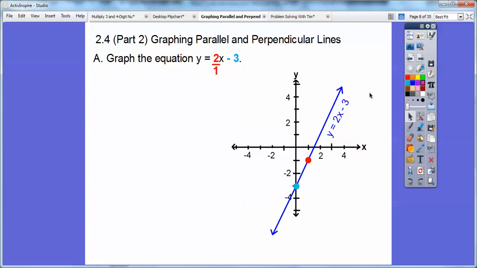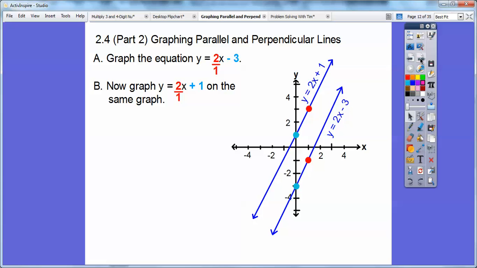Now on this same graph, I want us to graph y equals 2x plus 1 this time. Here we're going to go to this plus 1 first, so that's going to be right here on the y-axis. That's our y-intercept, y equals mx plus b. Then again we're going to use the slope, up 2 to the right 1, and put a point right there. Connect those up, and notice I wrote the equation of that line right there.